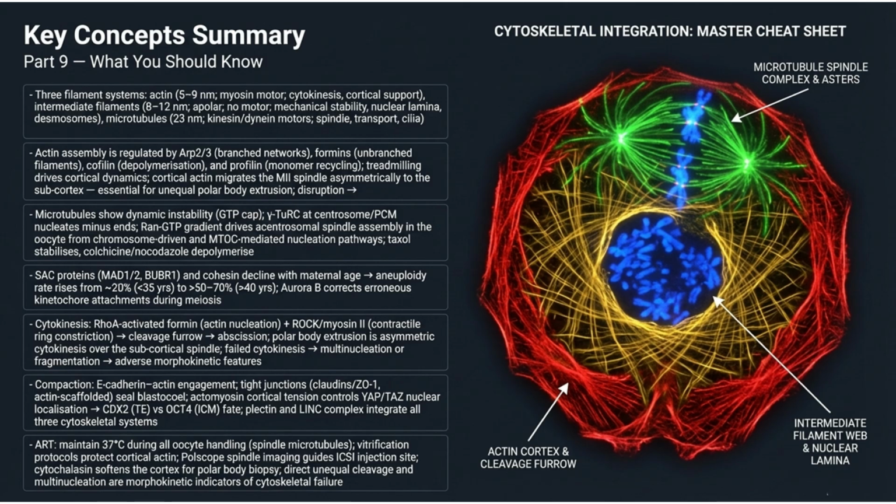And for the developing blastocyst, remember the mechanotransduction switch. High cortical tension on the outer cells drives YAP and TAZ into the nucleus, activating CDX2 and locking in trophectoderm lineage. Conversely, low tension on the inner cells activates the Hippo pathway, trapping YAP in the cytoplasm, allowing OCT4 and NANOG to specify the inner cell mass.